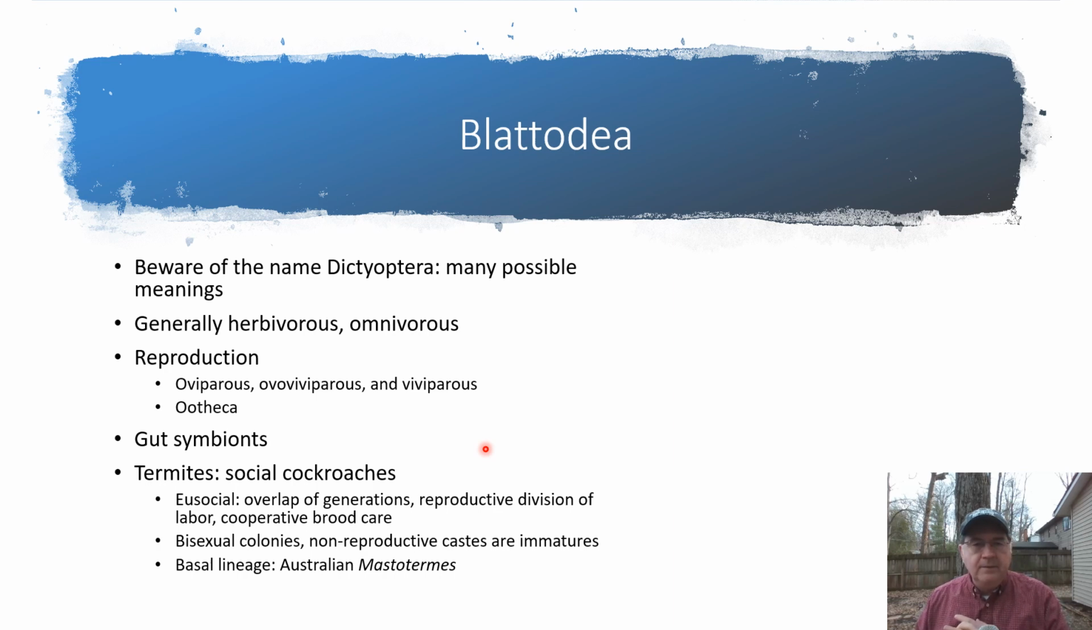cooperative brood care, so the adults of one generation are assisting the young of the next generation to grow, feeding them, cleaning them, carrying out any that died, getting rid of nest parasites, things like that. So cooperative brood care of offspring that are not necessarily your own, which leads to the final criterion, that there's a reproductive division of labor. That is, some individuals within a eusocial insect colony will reproduce, and some will not.